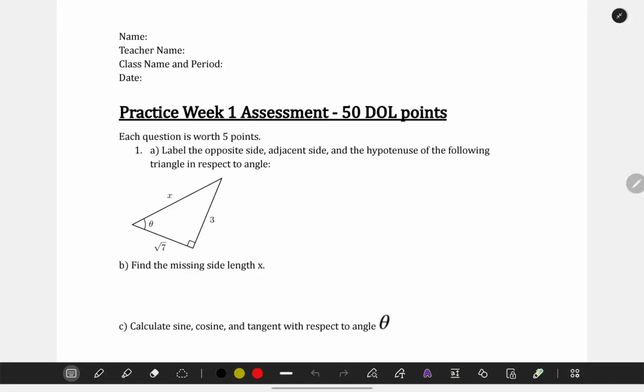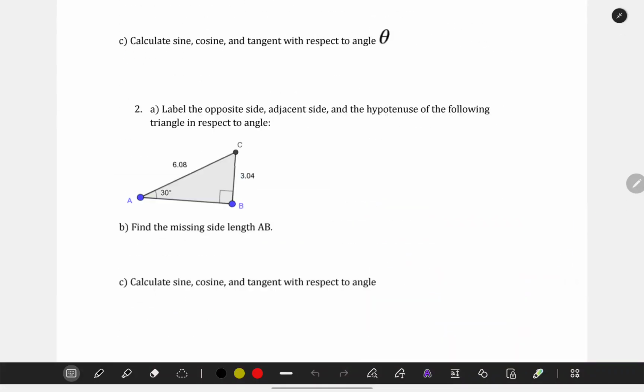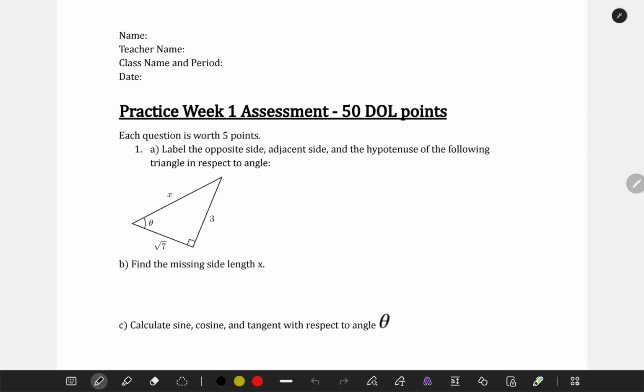Okay, this is our first question when it comes to our week 1 assessment. In this particular case, in the last video, we talked about this idea of dimensional analysis. Well, clearly we see here that this is going to be with triangles. This particular topic is revolving around trigonometry. So what is trigonometry? Well, trigonometry is the study of the right triangle and using our ways to figure out different stuff about it.